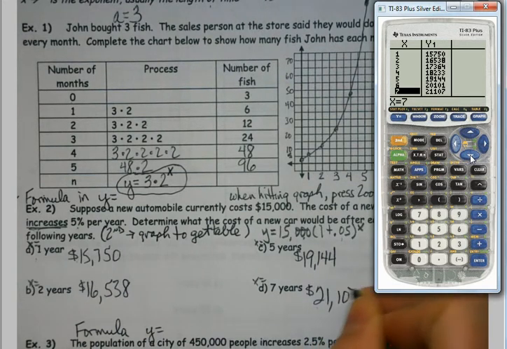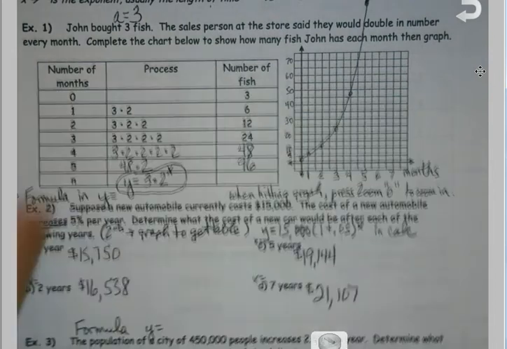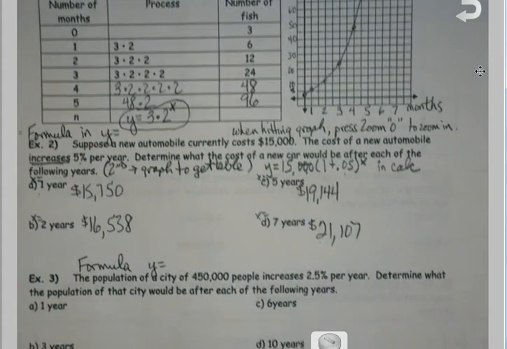So I can figure out if into the future I'm going to need another vehicle, how much money I'm going to need. And that's kind of an important thing in understanding how this is going to work. So my job on most of these problems when we're doing growth and decay is going to be taking the equation, creating it, and then punching it into the calculator.